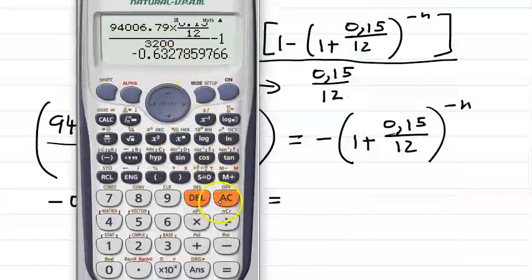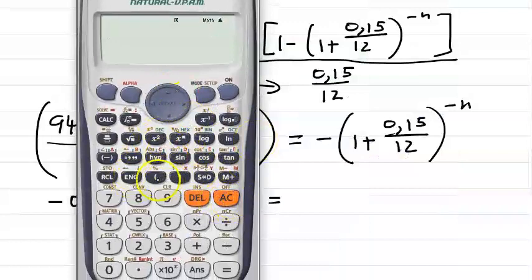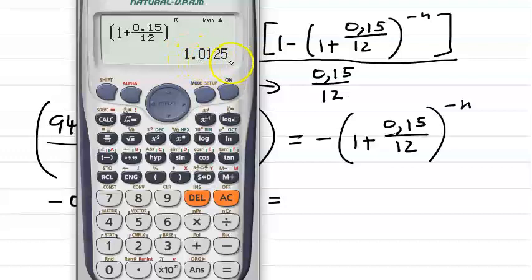Let's do the other side. So here we've got 1 plus 0.15 all over 12. That's 81 over 80, which we can leave like that, but let's just write it as 1.0125.